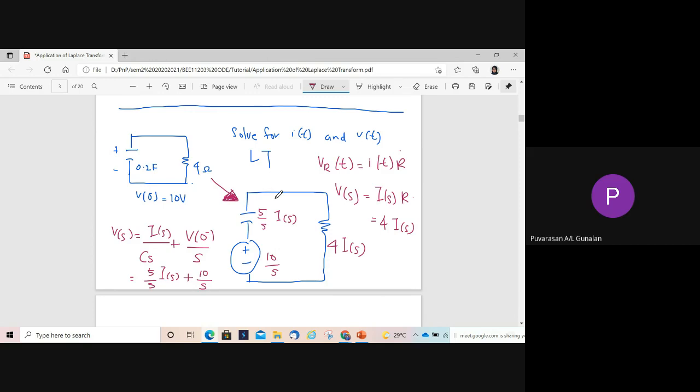Doctor, how did you get the 5? You substitute the value of C, 0.2 farad. So you replace here 0.2, so 1 over 0.2, you will get 5.